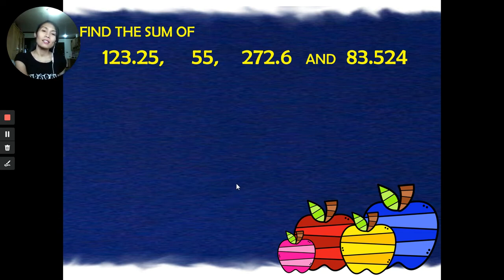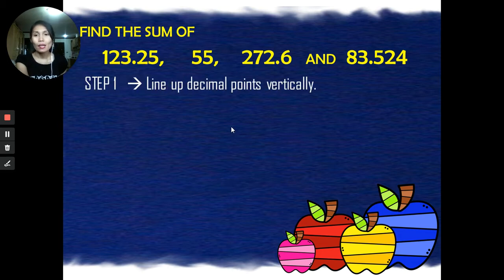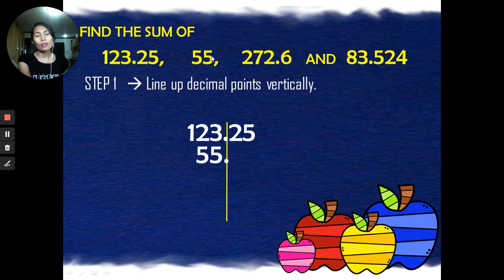This is easy as long as you follow the steps. The first step is line up decimal points vertically. So we got there the first given number. And then the second given number is a whole number. So you see there is no decimal point. If you cannot see a decimal point, you can actually just write the decimal point after the whole number, because the decimal point is actually placed after the whole number.